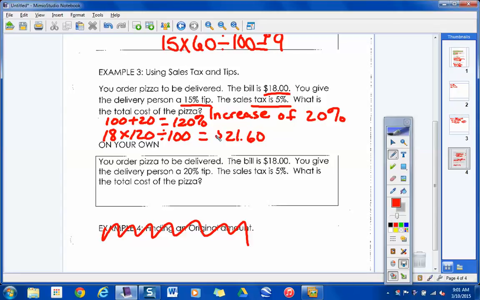All right. So guys, tax and tips together. What do you have to do with those percentages first? Add them together to make one total percent increase. Add that to the 100, and then you're on your way. So why don't you guys give that last one a shot down there? Same as example 3. See what you come up with.